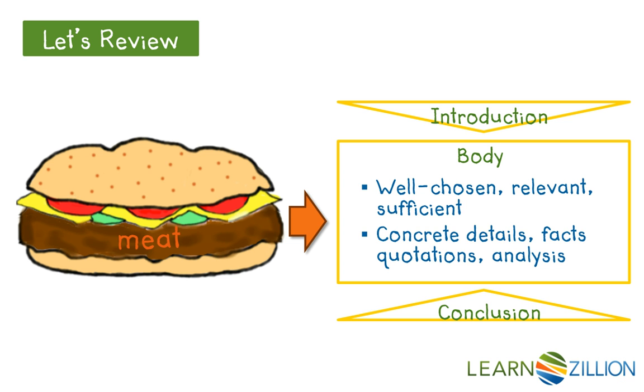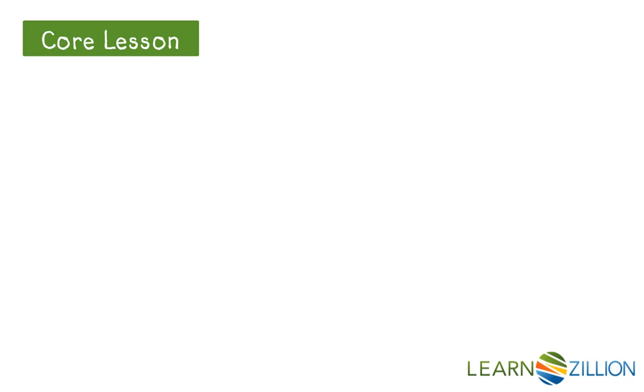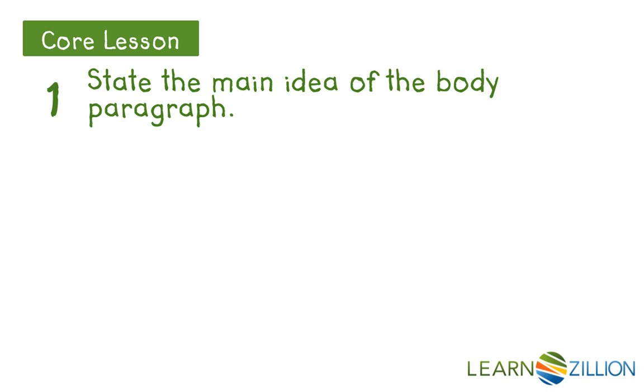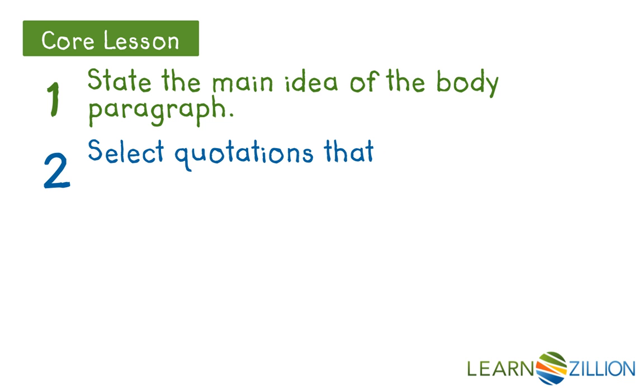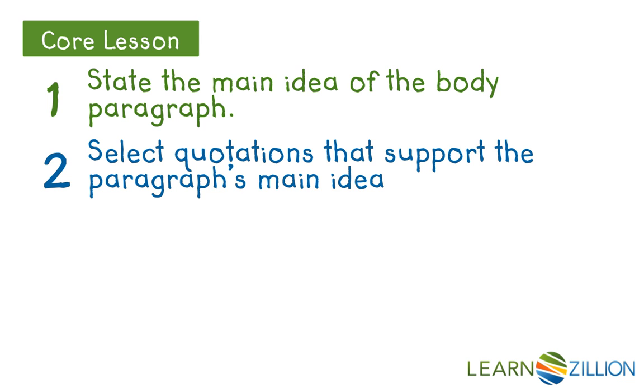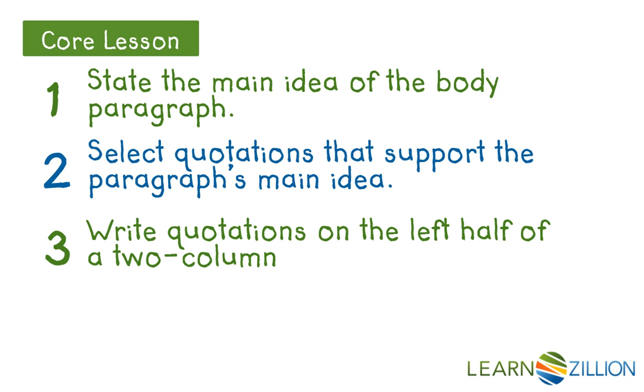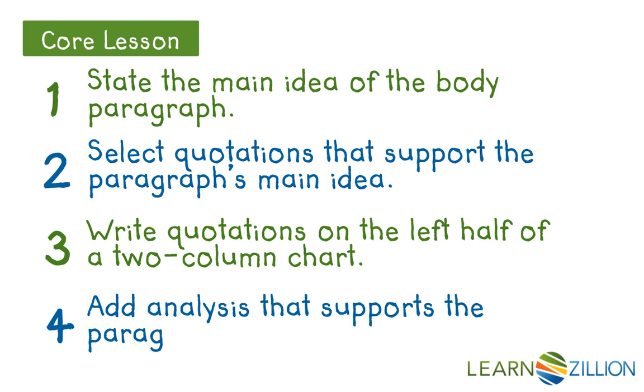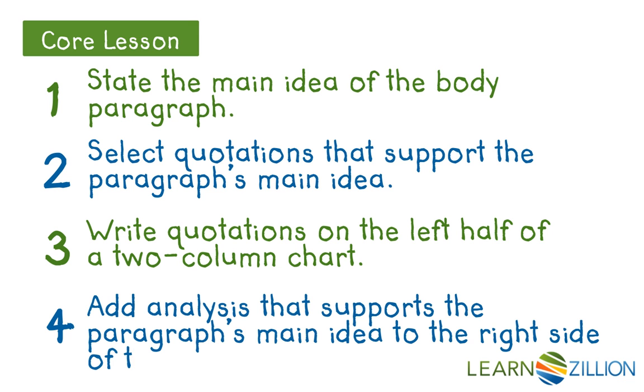The body is typically comprised of several paragraphs. We're planning on writing 3 body paragraphs because we broke down the prompt into 3 appeals that Lincoln uses: logic, ethics, and emotion. So let's get started. These are the steps we'll take. First, state the main idea of the body paragraph. And then second, select quotes that support the paragraph's main idea. Third, write quotes on the left half of a 2-column chart. And fourth, add analysis that supports the paragraph's main idea to the right side of the 2-column chart.